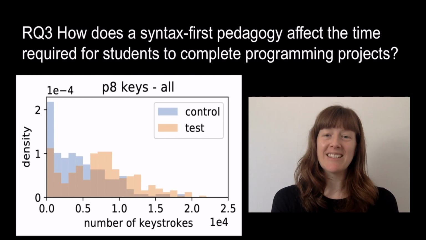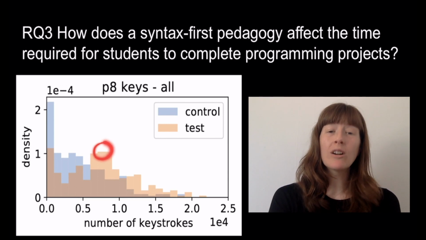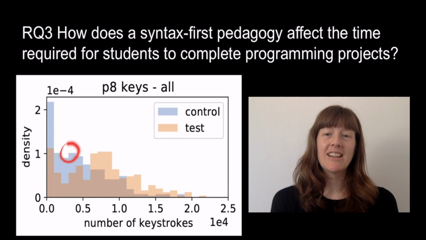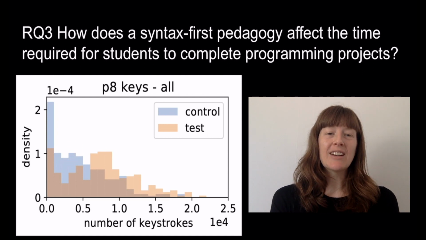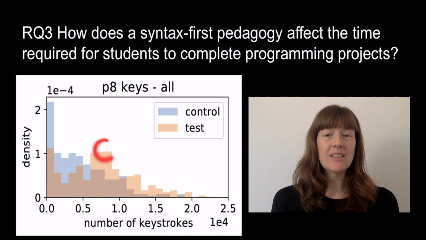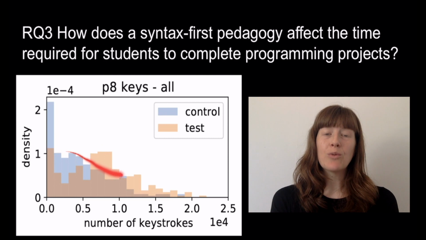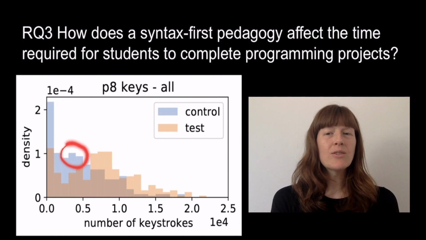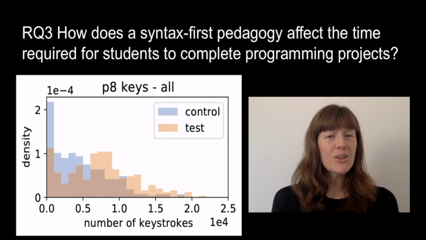Again, we were surprised. Students who had done syntax exercises actually needed more keystrokes to complete their projects. You can see the distribution here, where the test students in orange had a median around 7,000 keystrokes for Project 8, while the control students only needed around 4,000. So, introducing syntax exercises actually increased the amount of effort students went to complete their projects.